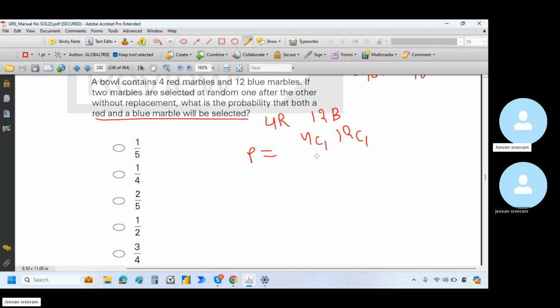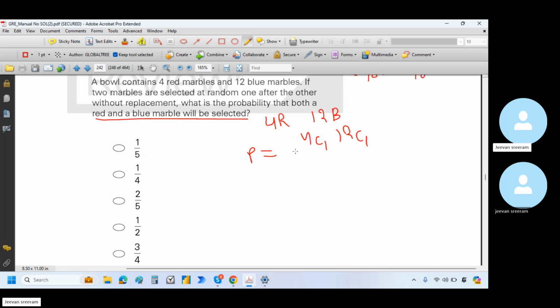4C1, picking 1 red marble from 4 red marbles. The event is not yet finished, so you have to pick another blue marble from the remaining blue marbles. So within the event, which means between subparts of the event, you have to go with multiplication. If the same event is being performed in another way, in that case you have to go with addition. While we do such sort of questions, you will understand more clearly.